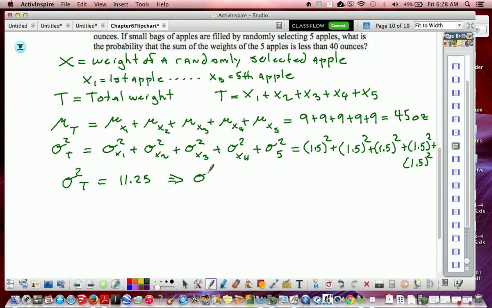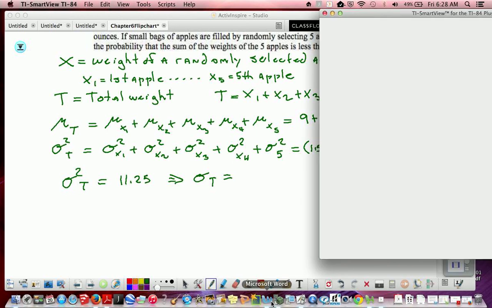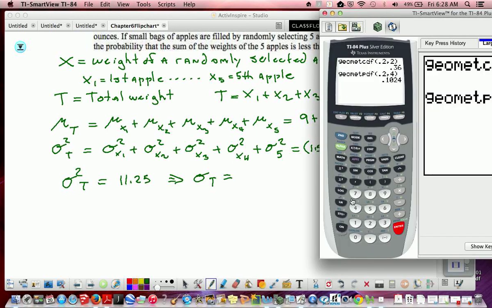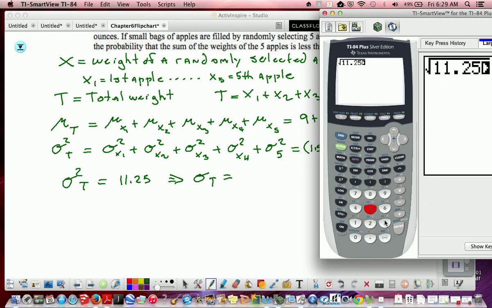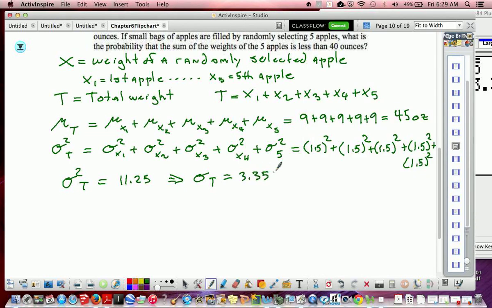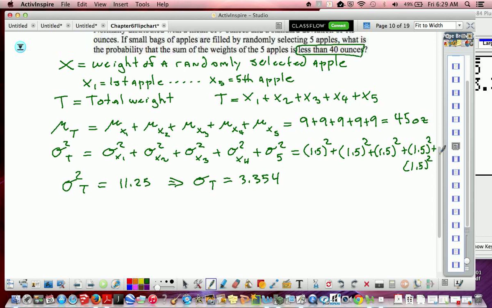So the standard deviation of T, I don't have that written here, so I'm going to pop up my calculator and just do the square root of 11.25. Let's try this again, calculator. Square root of 11.25, 3.354. So now I have the mean and the standard deviation. I want to find the probability that the sum is less than 40 ounces.